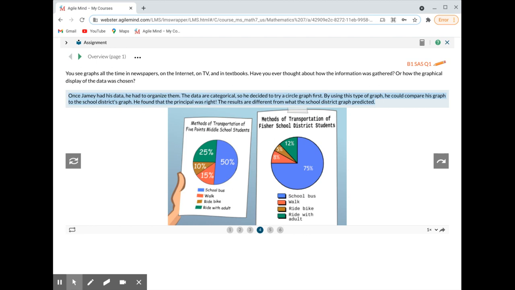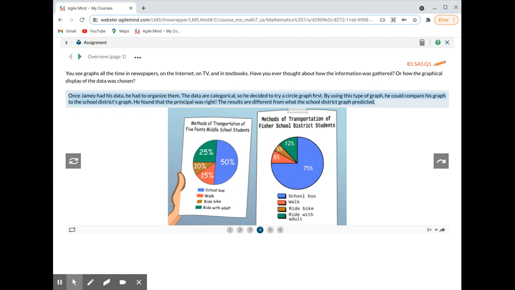So what does question 1 say in your workbook, Emma? Evaluate the following statements as true or false. Justify your answers by using the data in the circle graphs. All right, so what's the first one that could be true or false? Jamie's data show that twice as many students rode bikes compared to students who rode bikes in the school district's data.